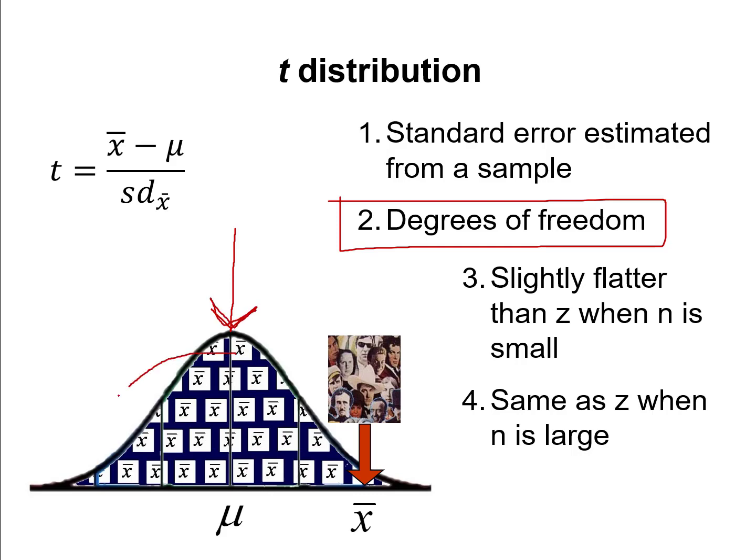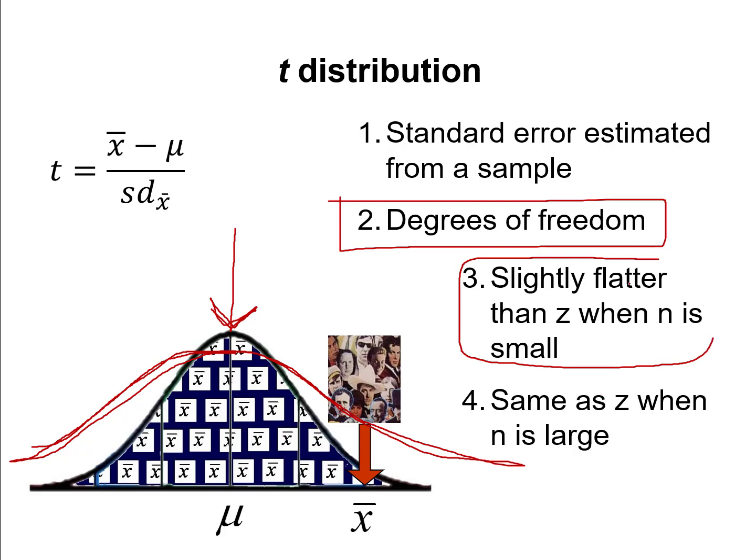If I could draw, I'm going to draw a couple lines here. This is kind of like squished out. It's a little bit wider and a little bit flatter. So as your sample size gets smaller, as your degrees of freedom get smaller, the t-distribution becomes somewhat flatter and wider. So I have here the t-distribution is slightly flatter and wider when your sample size is small, that is, when your degrees of freedom are small. It's not identical, but it comes infinitely closer and closer to a z-distribution when your sample size is large.